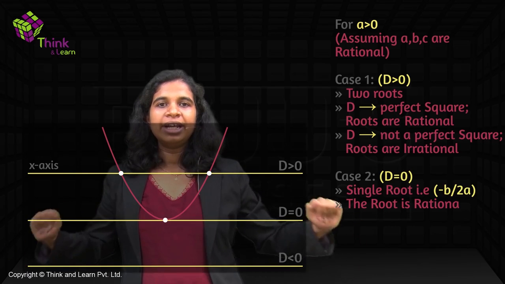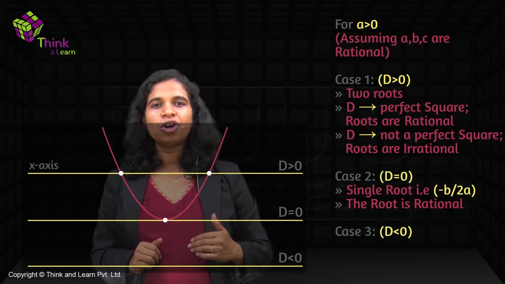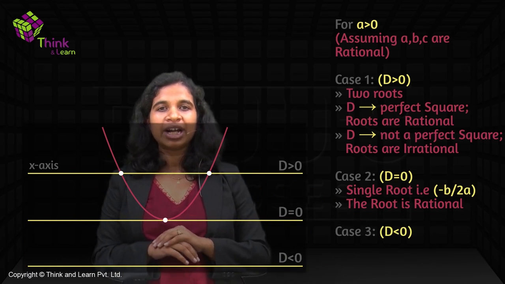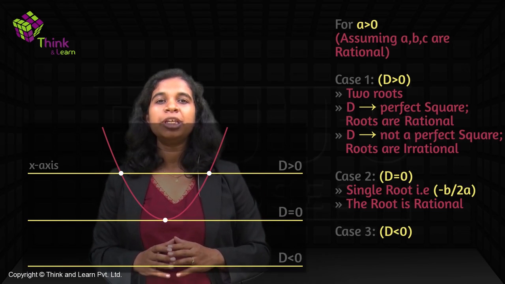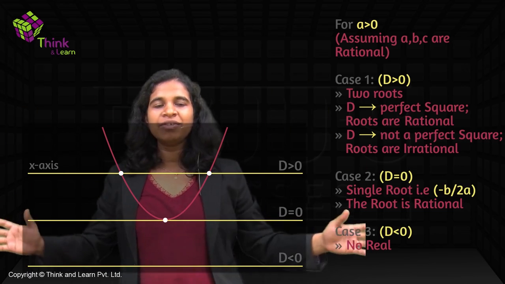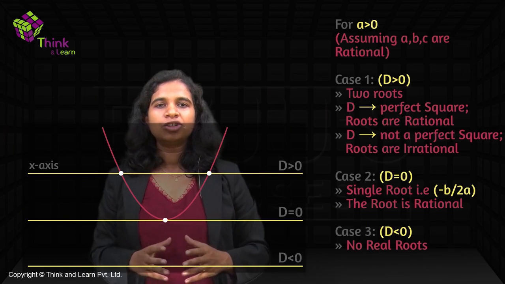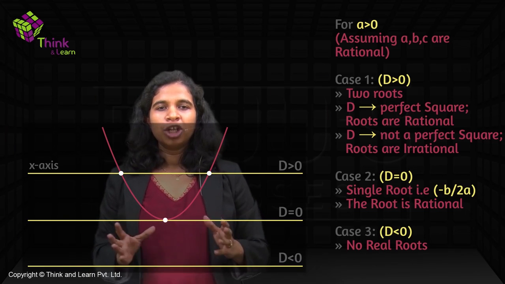And finally, when d is less than 0, it will lie below your graph. That means it will not cut the graph at any point, which means there will be no real roots. The entire plane we are drawing the figure on is a real plane. So in this case, there are no real roots. Those are the 3 cases.